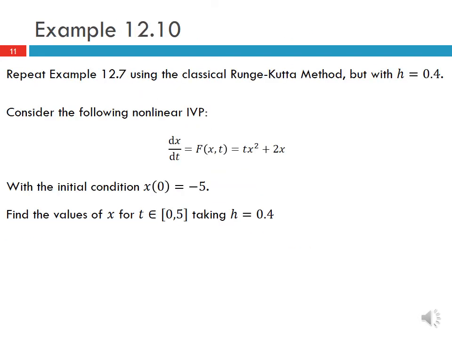So let's look at this example that we've considered in the previous sections using this classical Runge-Kutta method with h equal to 0.4 in this case. Again, recall our initial value problem: dx/dt is equal to tx squared plus 2x. So here our f of x and t is equal to tx squared plus 2x. Our initial condition is that x0 is equal to minus 5, and we want to find the values of x for t up to 5, and here we're going to take a step size of 0.4.